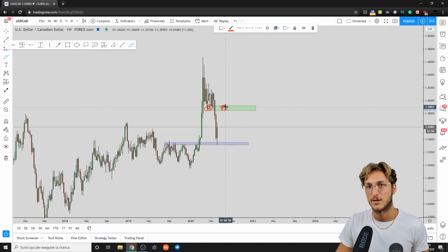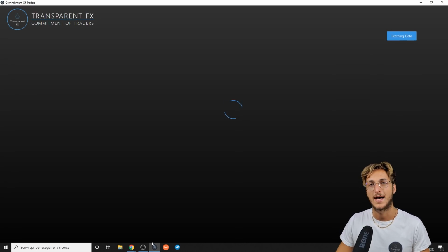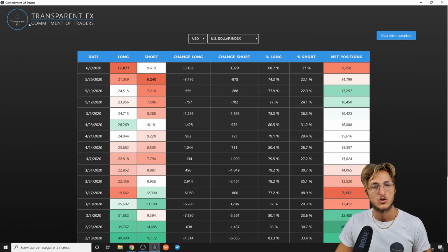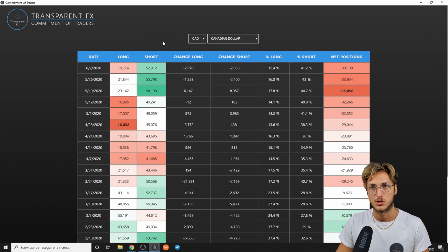But there is also another thing, as I was saying, that I want to show you, which is if we go and see what we have from a COT perspective. So commitment of traders, what big banks and institutions are currently doing from a CAD point of view.